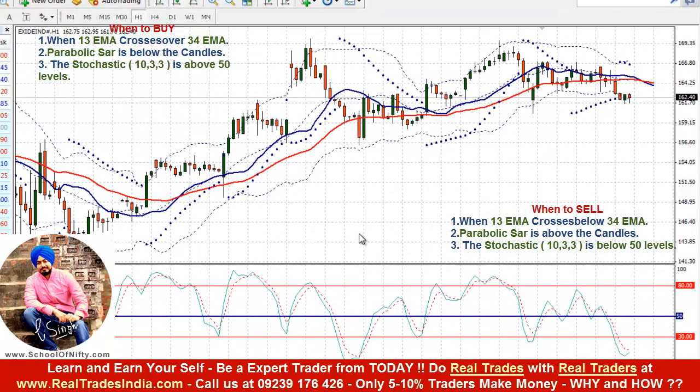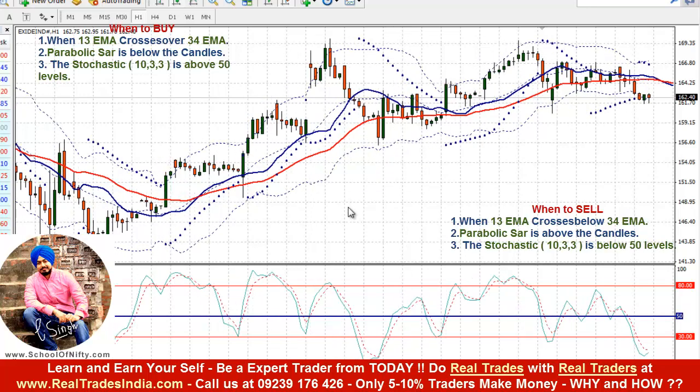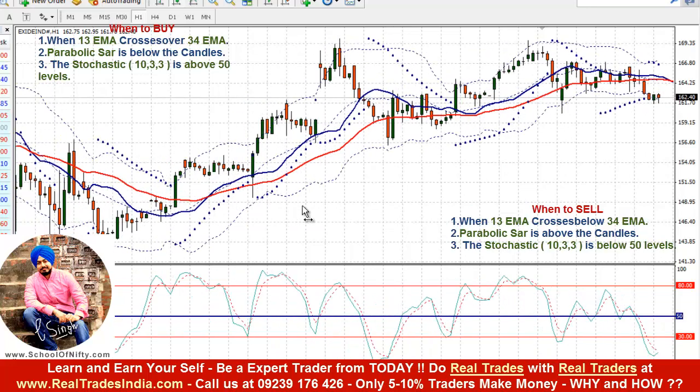Fine. For the intraday strategy, the indicators I'm using are a 13 EMA, it's an EMA, and a 34 EMA, the 34 EMA and the 13 EMA being exponential moving averages. I also have a Bollinger Band and a Parabolic SAR. So let us start.